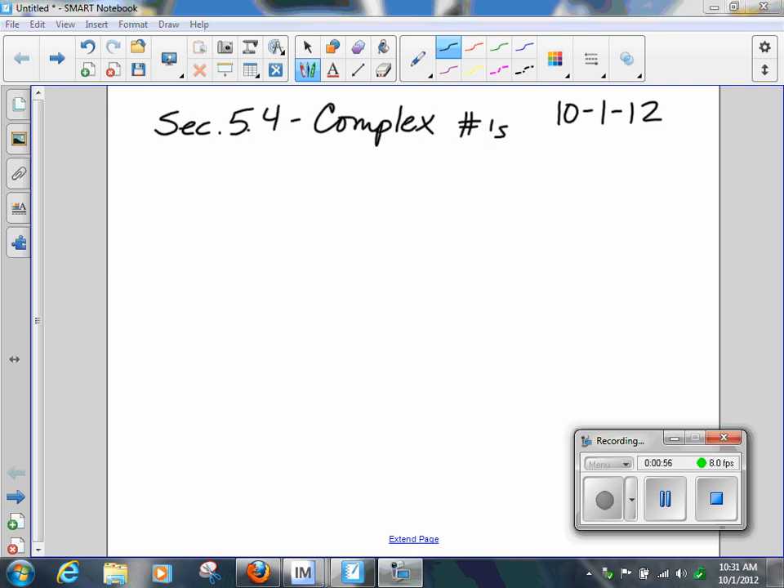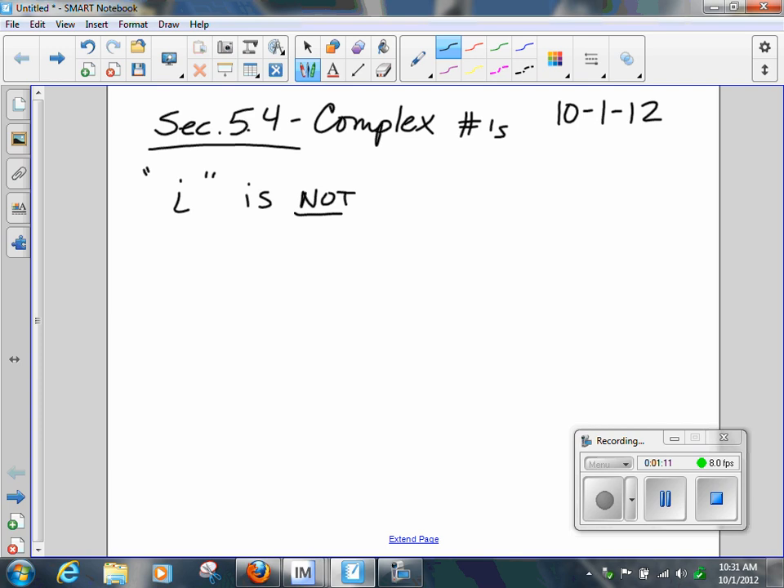Okay. So, complex numbers, just to review very fast. The number i, and it's a lowercase i, not a capital letter I, is not in the set of real numbers. That's why we have to be able to do something with this. And I reviewed with you how to solve a quadratic equation.